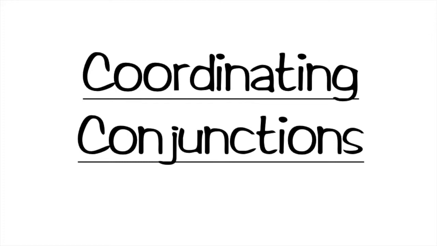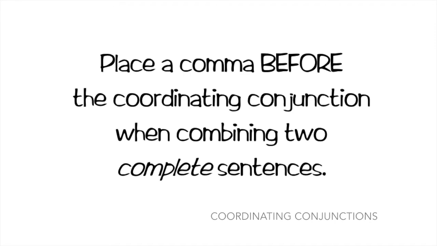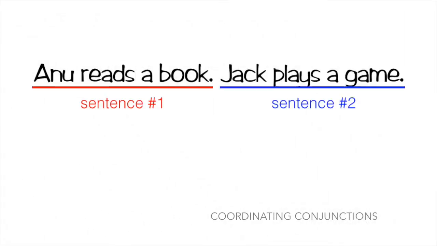Last, we have coordinating conjunctions, which are and, but, and or. The rule is to place a comma before the coordinating conjunction when combining 2 complete sentences. Here's an example. Anu reads a book, Jack plays a game. Now these are two completely different sentences talking about two completely different things. We want to combine these sentences to make one sentence that flows rather than two sentences that sound very choppy.